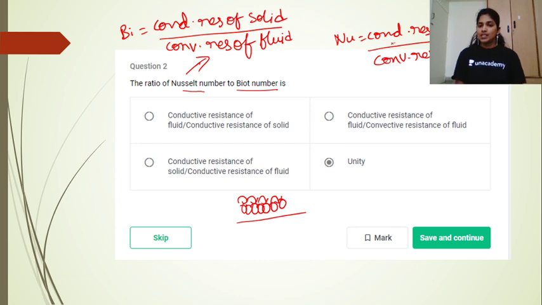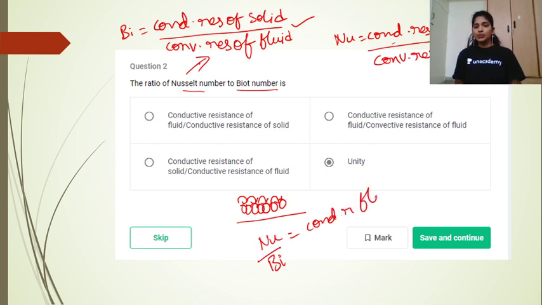So Nusselt number is the ratio of conductive resistance of fluid to the convective resistance of fluid, and Biot number is equal to conductive resistance of solid to the convective resistance of fluid. Okay. So now tell me what will be the answer? The ratio of Nusselt number to Biot number will be equal to conductive resistance of fluid to that of solid. Okay. So option A is the correct answer.